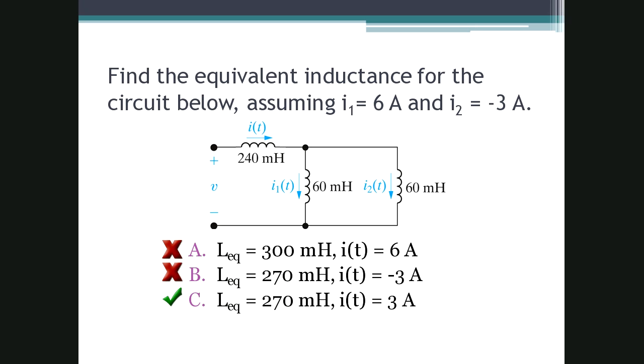Calculate the equivalent inductance as well. Calculate the parallel network and then add them together with the 240 millihenries that's in series with it, and you should get 270 millihenries. So calculate both parts to be thorough so you make sure you understand the entire question. So you know how to calculate inductors and capacitors in series and parallel to find equivalent inductance and capacitance. And again, a little bit of summary.